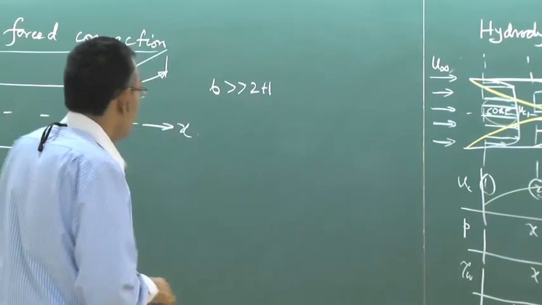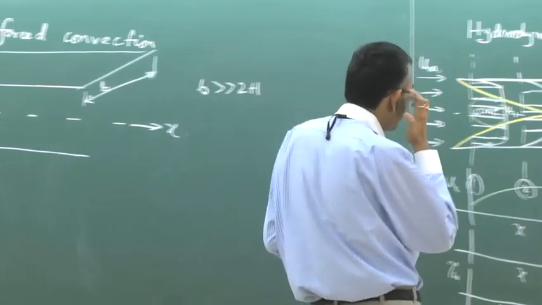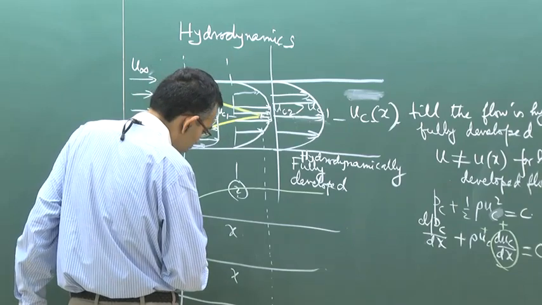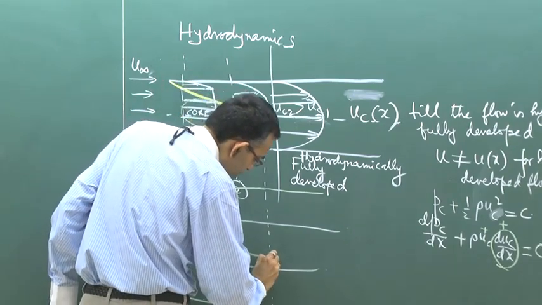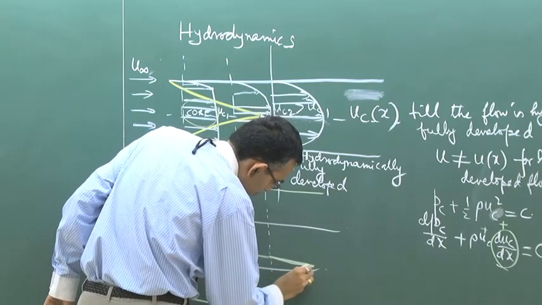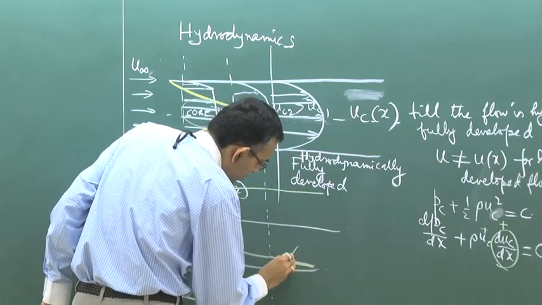So, p versus x, when the flow is not fully developed, is non-linear, but when the flow is fully developed, it is linear. So, this is linear.